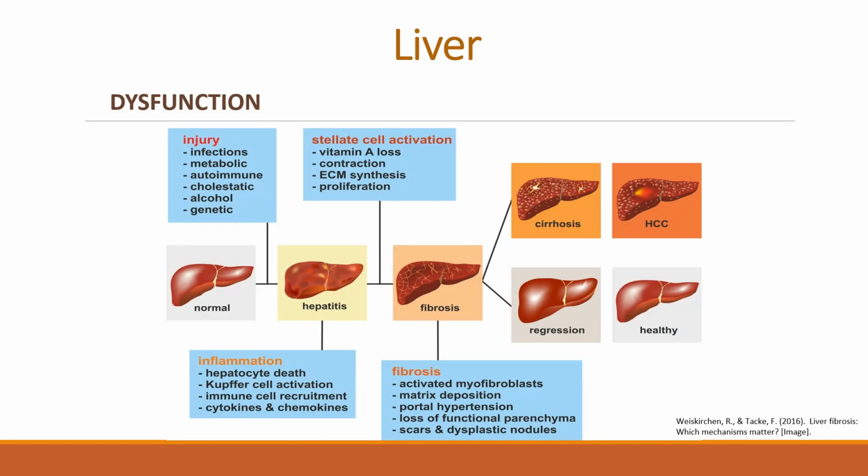The liver may enter into regression and return to a healthy liver if the causative agent is removed, such as abstaining from alcohol or taking medications to cure hepatitis. If the liver is not able to enter into regression, it will instead become cirrhotic, and from there it can lead to HCC, hepatocellular carcinoma.